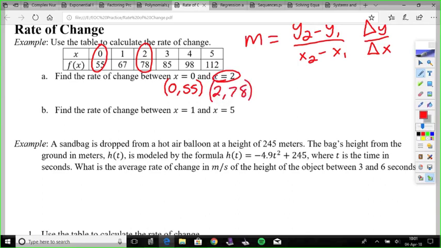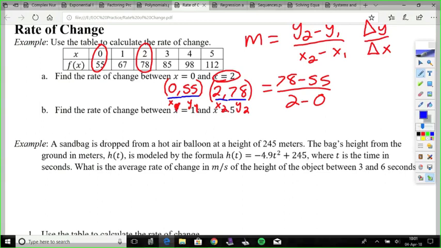So now it's just basically the formula, right? Change in y over change in x. So let's call this x1 and y1, and this x2 and y2. Which would mean if you plug it in the formula, it's going to be 78 minus 55, so this value minus this value, and then over 2 minus 0, which again is going to be this value minus this value. Now keep in mind, you can't have one of these backwards. Like for instance, don't put the denominator as 0 minus 2 rather than 2 minus 0, because then you're going to get the wrong number.